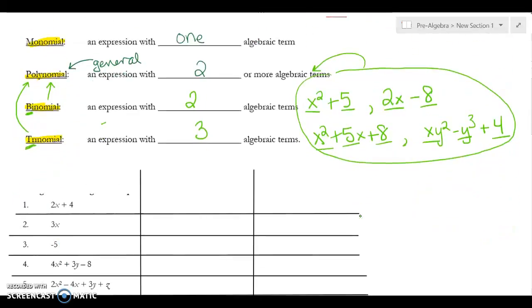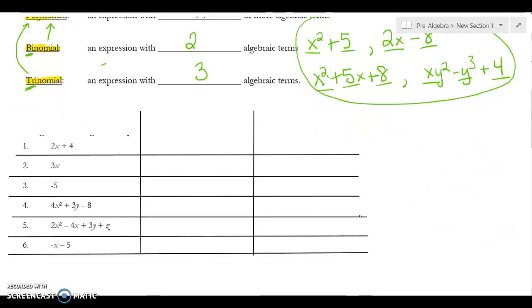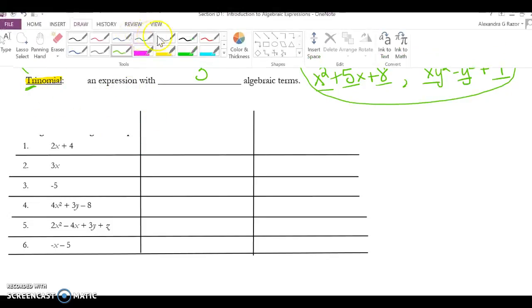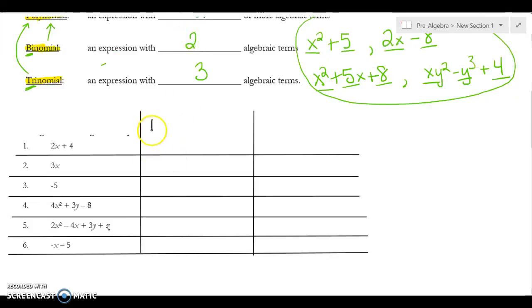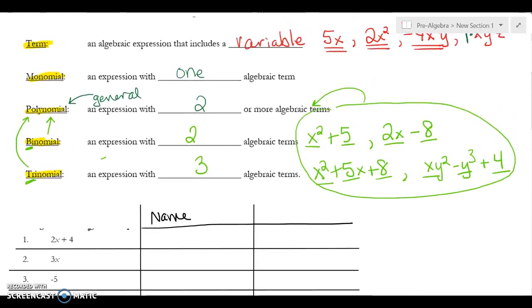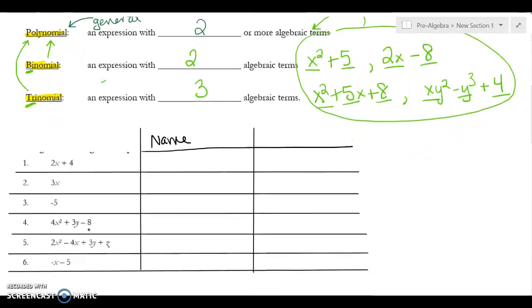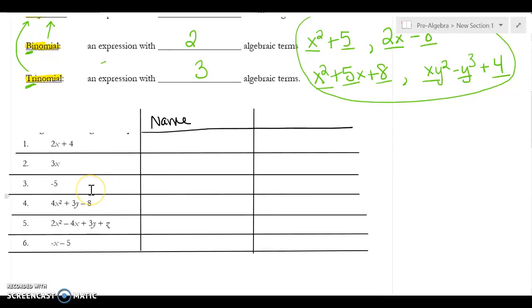What I want you to do is I want you to go to your left side of notes and I want you to copy this table. And let me change my marker color. And so this title is name. And then we're going to leave this title blank. So what I want you to do is I want you to name what type of term this is based on these vocabulary words here. So go ahead and copy this table and try and name it. Once you think you have it, press play so you can check.